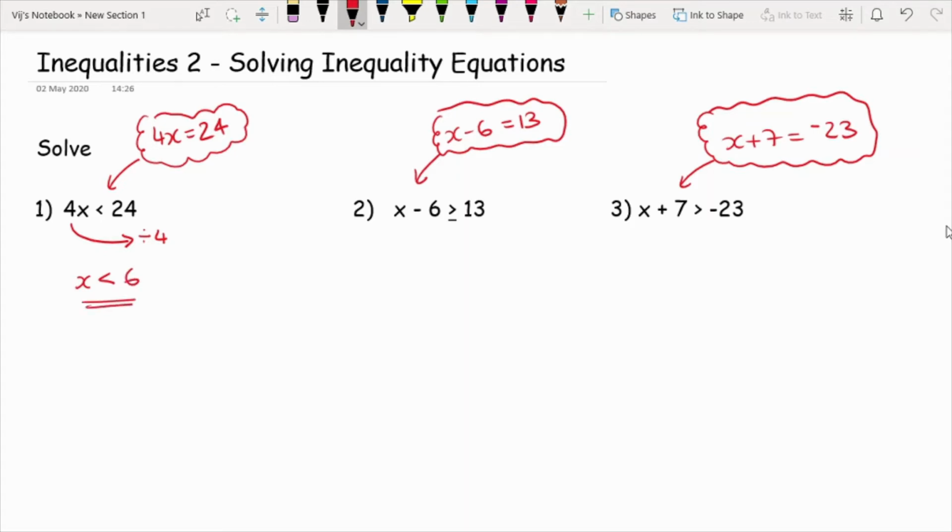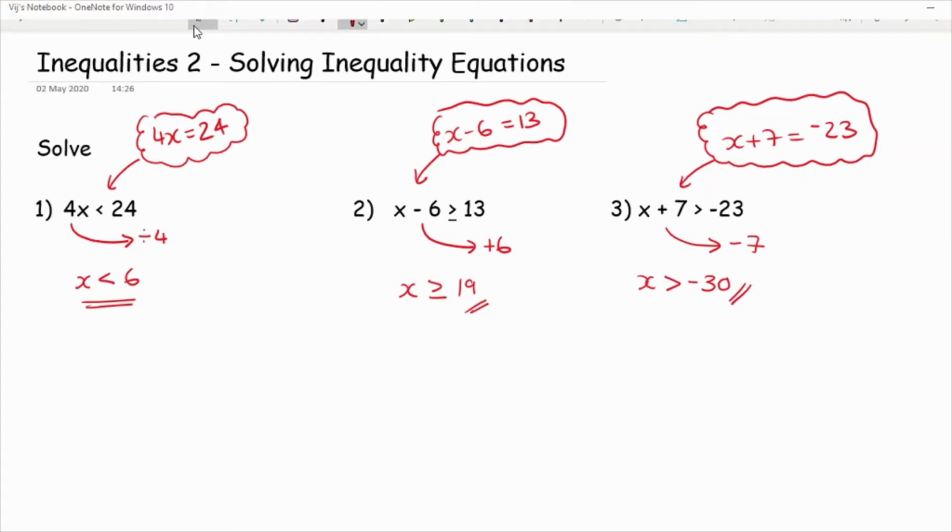For question 2, again, I need to get rid of this minus 6. So how do I get rid of minus 6? Well, I add 6, so I'm going to end up with x is greater than or equal to 13 plus 6, which is 19. And then with question 3, how do I get rid of plus 7? I take away 7, so here I'm going to end up with x is more than minus 23 minus another 7, which is minus 30, and there is your final answer.